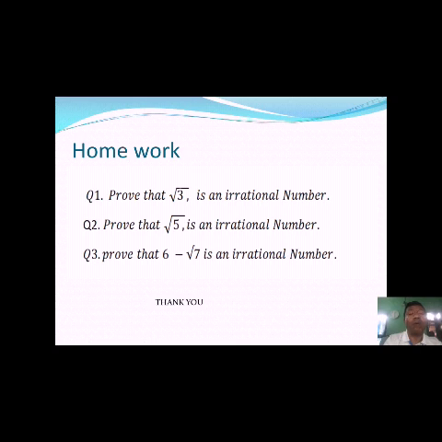For your homework, I'm giving you 3 questions. The first question is, prove that root 3 is an irrational number. Second question is, prove that root 5 is an irrational number. And the third question is, prove that 6 minus root 7 is an irrational number.